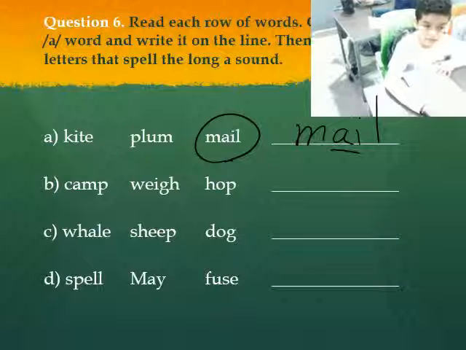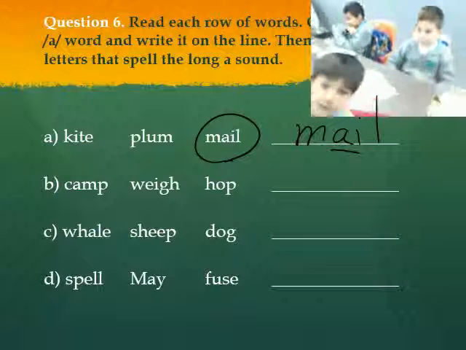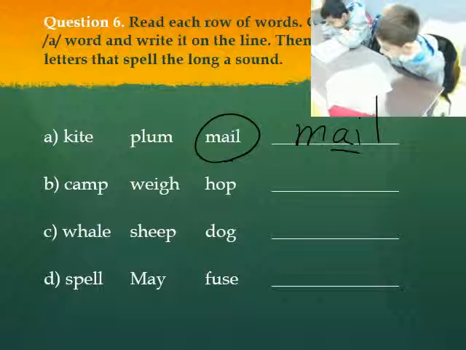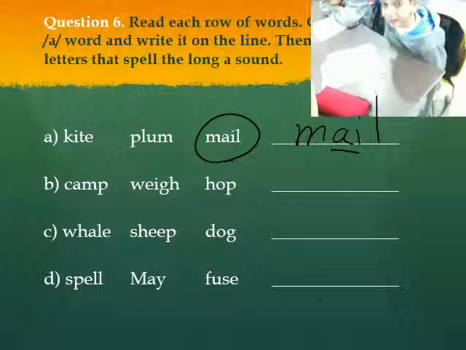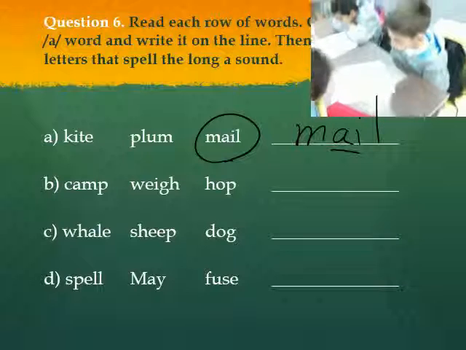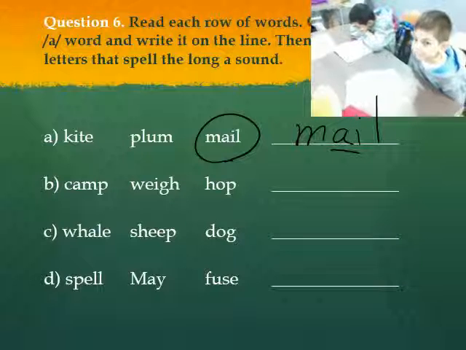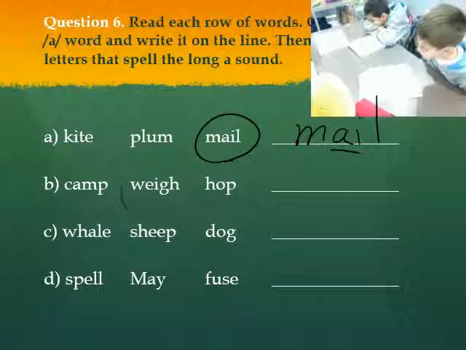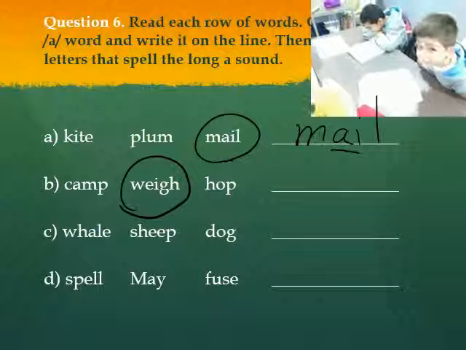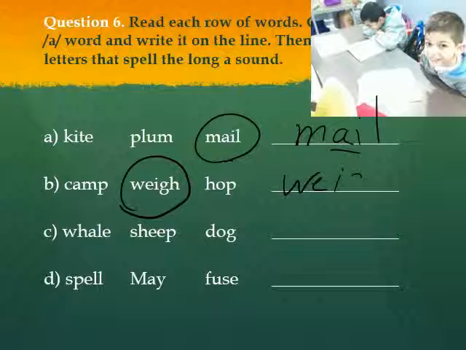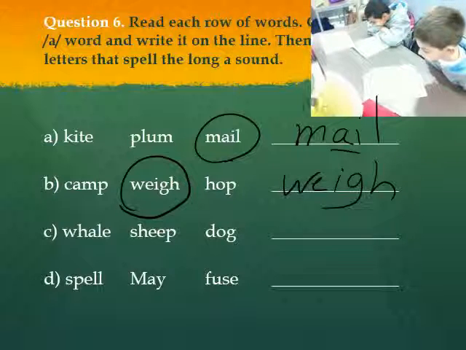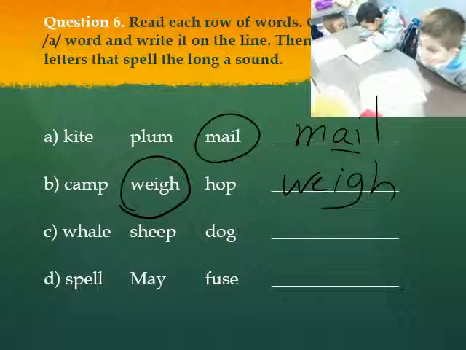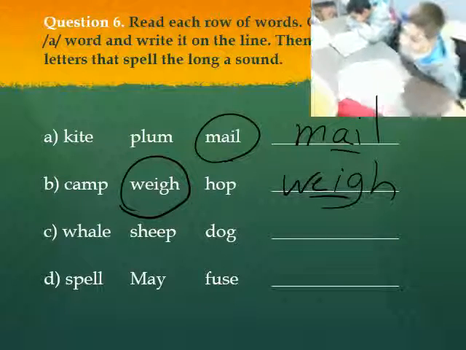Very good. The next one, Adam. Camp. Way. And last one is hop. Very good. Camp, way, and hop. Which word are we going to choose, Adam? Way. Very good. And then we write it on the line. Okay. Which letters are we going to underline? E and I. Very good.